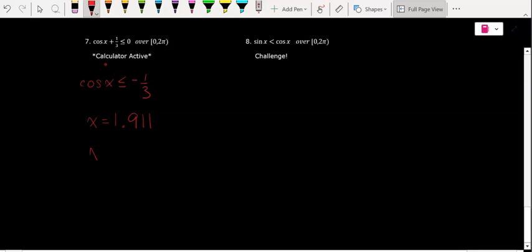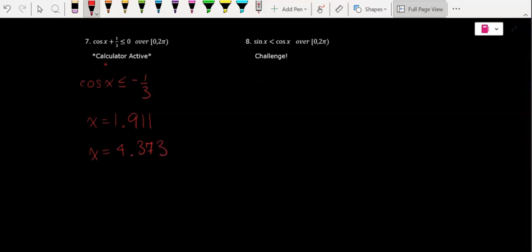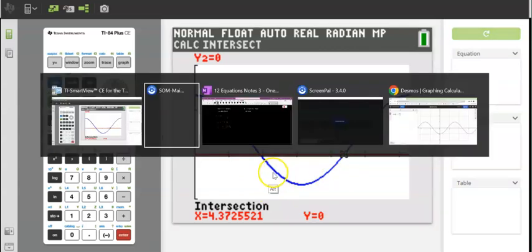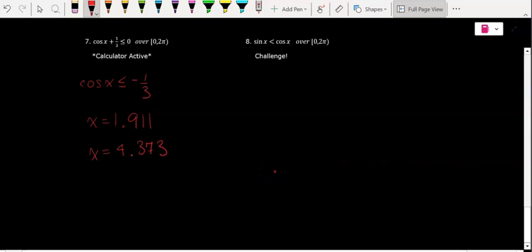So I've got x is equal to 4.373. Okay. So those are my values that I have here, and now I've got to actually answer the question and write my interval. This tells me that it's looking for when cosine is less than or equal to. So basically what I'm looking for is all the areas that are right here below that x-axis, okay? So that means I'm looking for everything in between these two spots.